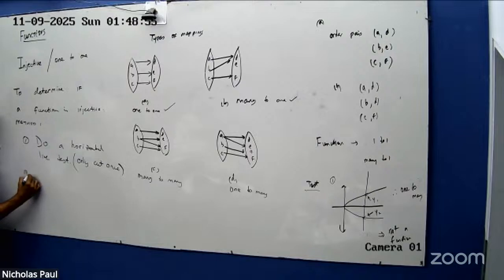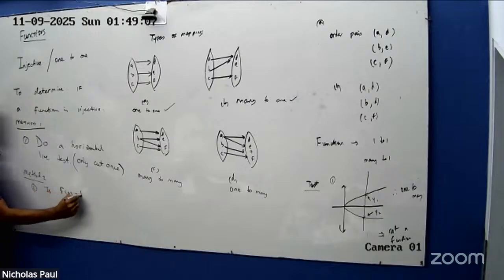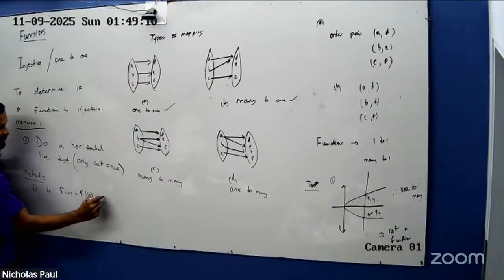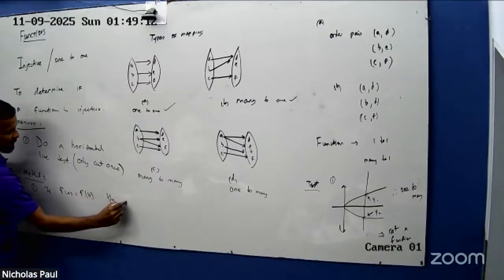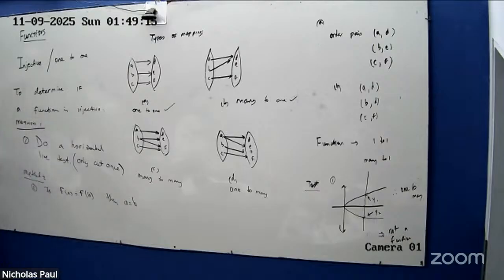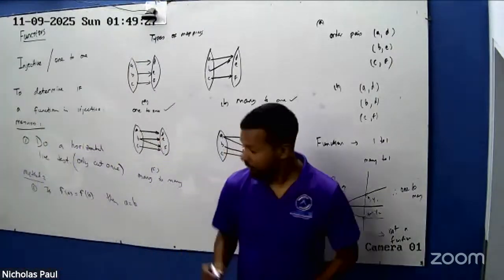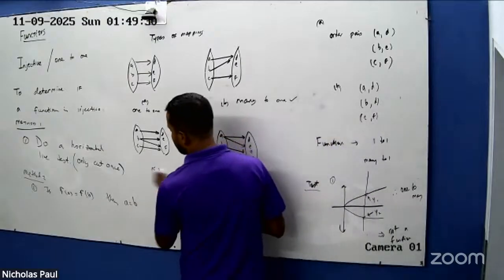Second method, we call this the mathematical method. If f of a is equal to f of b, then a should be equal to b. You can show this mathematically, then it's 1-to-1. Or if you just sketch it and show this, then it's 1-to-1. All right. Let's try one example before we wrap up.